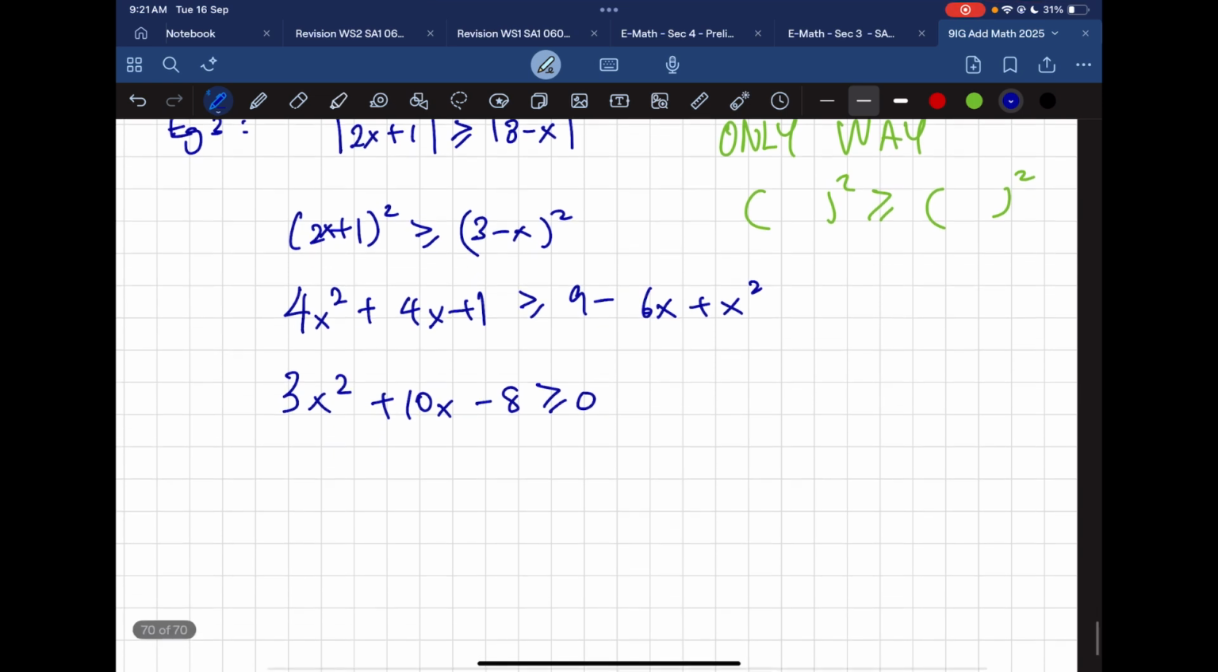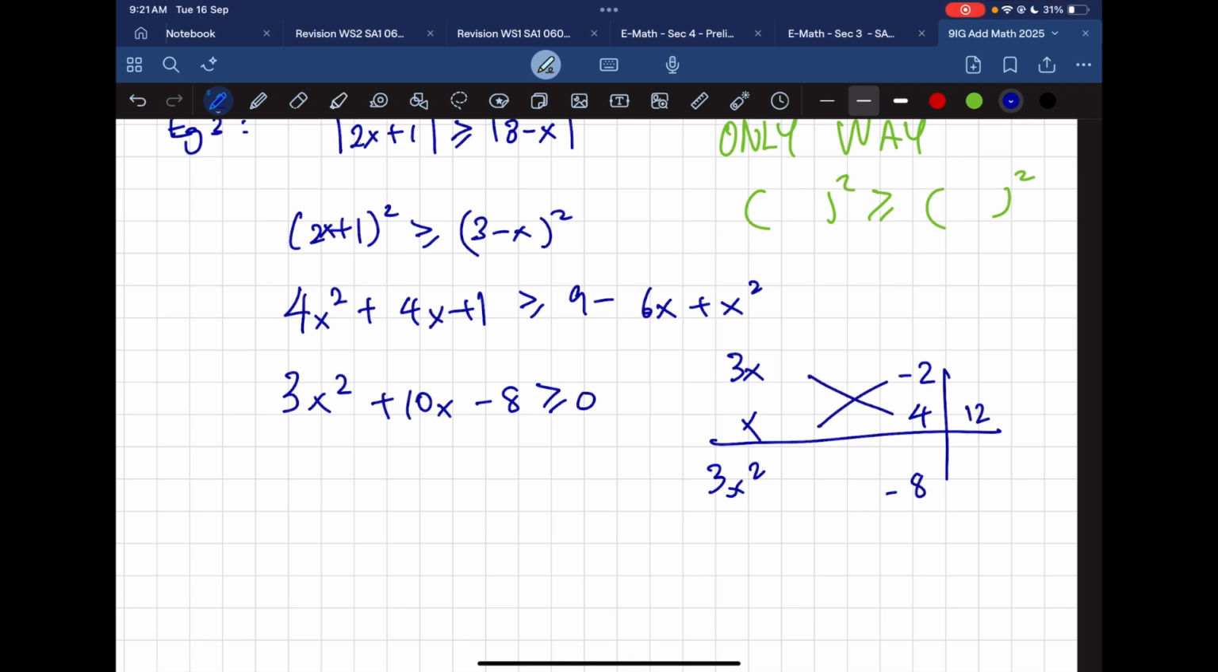So we can probably factorize that. So 3x, x, for 3x squared. We have maybe a 4 somewhere. 4 and minus 2, giving minus 8. Yeah, that might work. So we have 12x minus 2x, 10x. Let me add it. Yep. All right, so I'm going to rewrite as (3x minus 2)(x plus 4) more than or equal to 0.